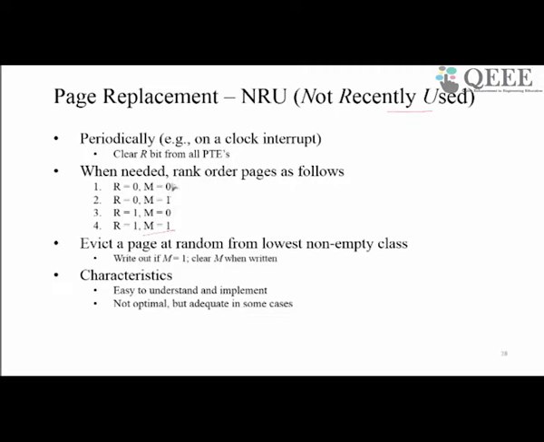Then at the time of replacement you check for pages which have both R and M as 0, 0, which means that it is not being referred, not being modified, so it can be removed. Otherwise you check, that is how it works, one of these, and then access it.